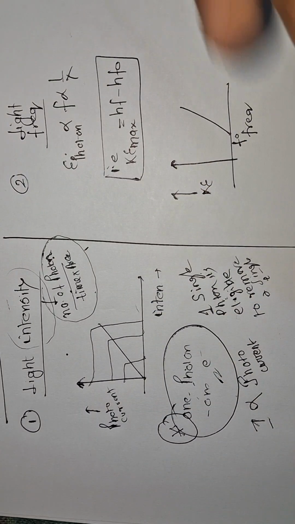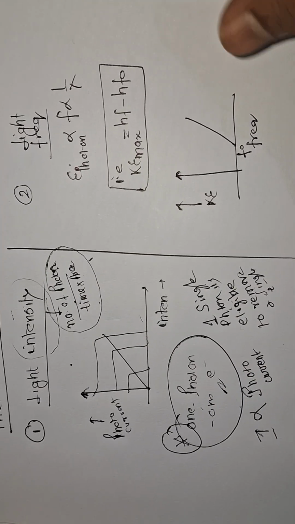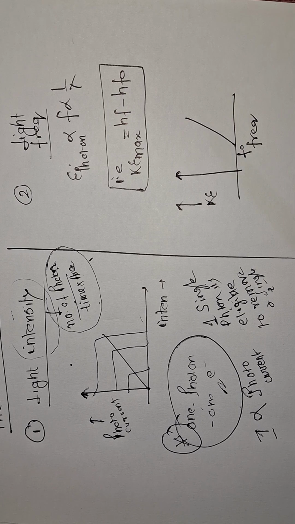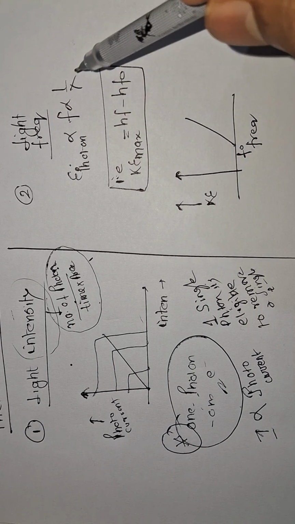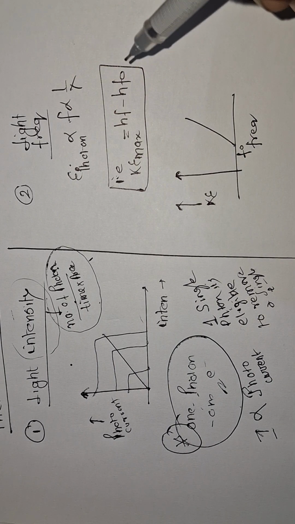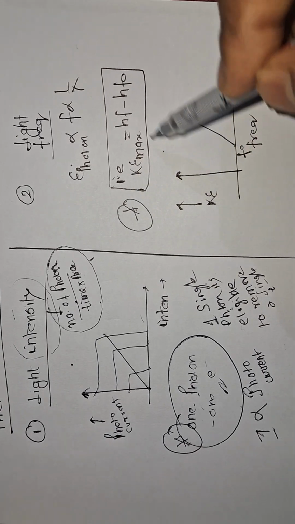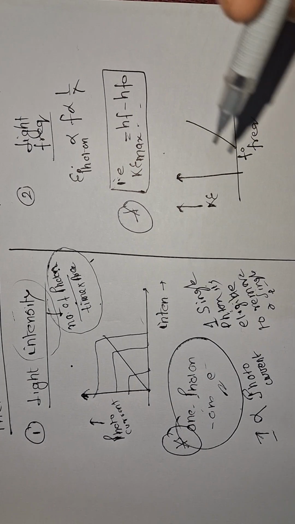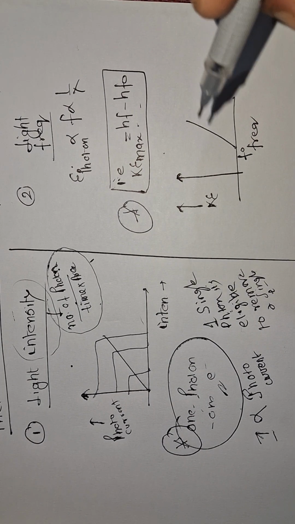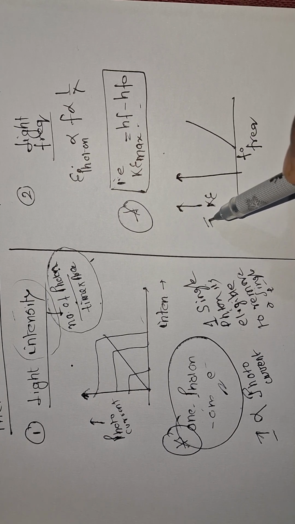Okay, so this was about the light intensity. Next we'll go with the light frequency. This is also an important one. Light frequency plays a varied role. As we know, the energy of a photon is directly proportional to the frequency and inversely proportional to the wavelength. From the Einstein equation I wrote here, K max equals hf minus hf naught. So what I can observe is, if we increase the frequency, there is a net increase in the kinetic energy of the photoelectron ejected.